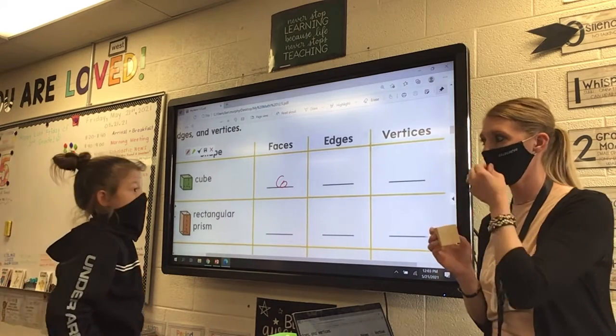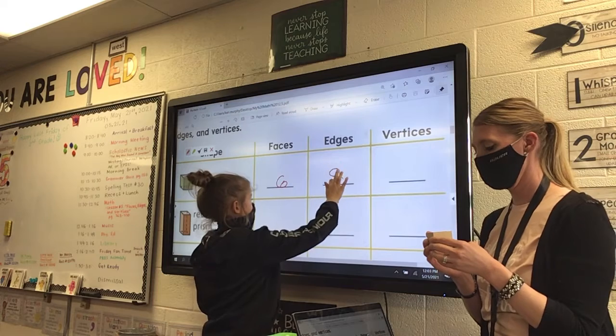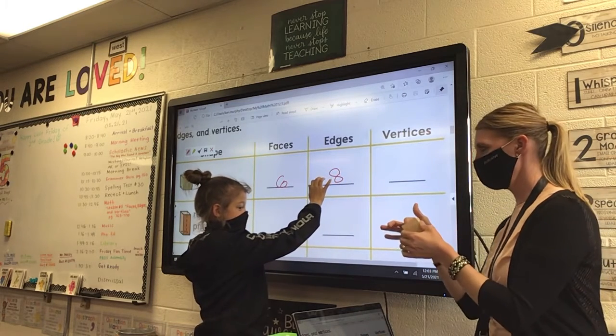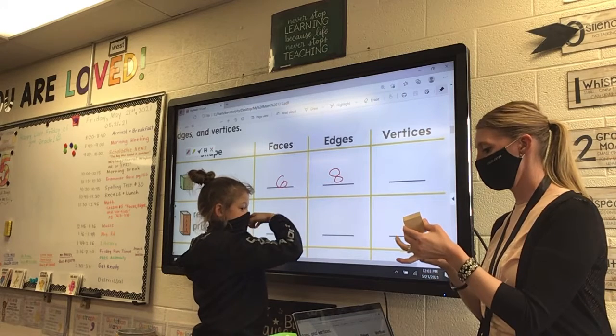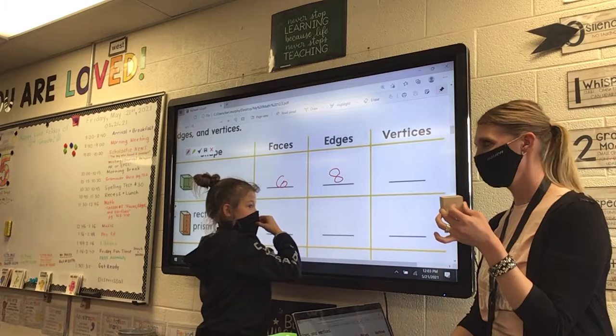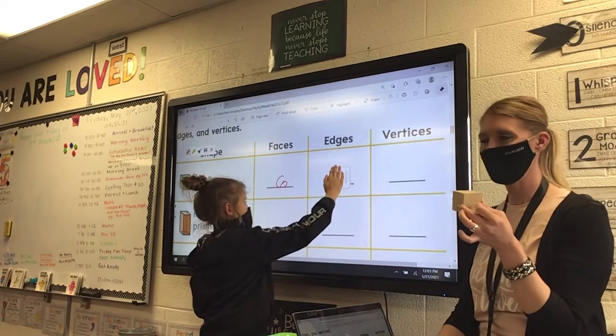Okay, if you don't remember, 8. Are you sure about 8? There was 4 on top, 4 on the bottom, that's 8, and 4 going around the sides. That's 12. So that one would be 12, right?